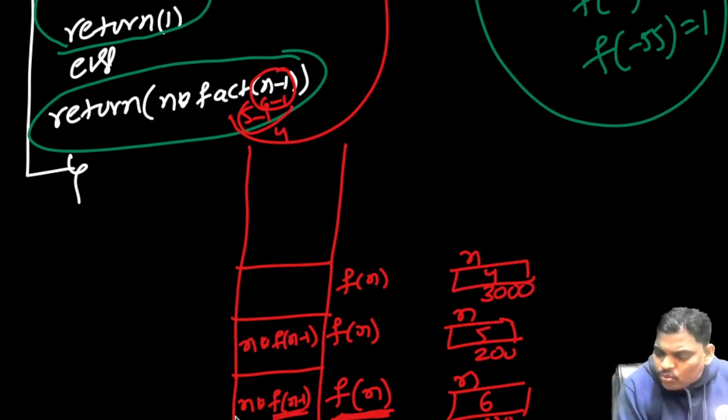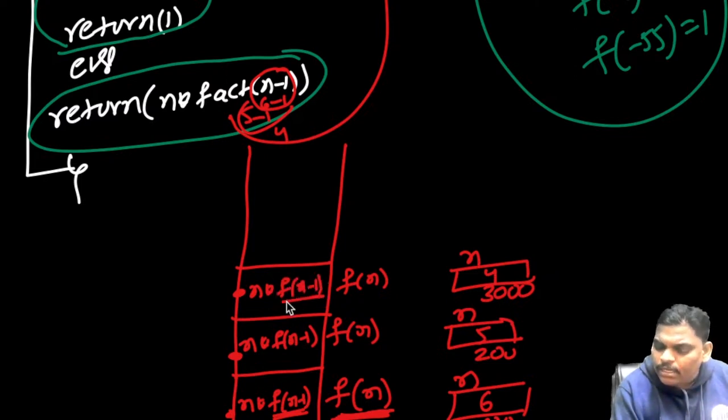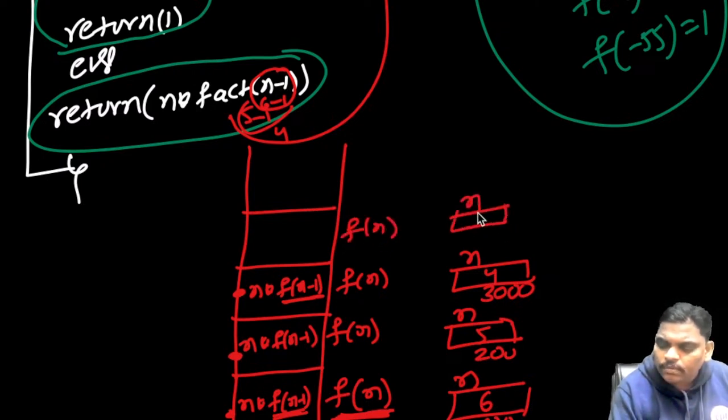See this one. Have you identified it or not? Every time same code. So n into f of n minus 1. Again it is a function call. Again push. But here n value is 3. Somewhere memory is created, 4000.